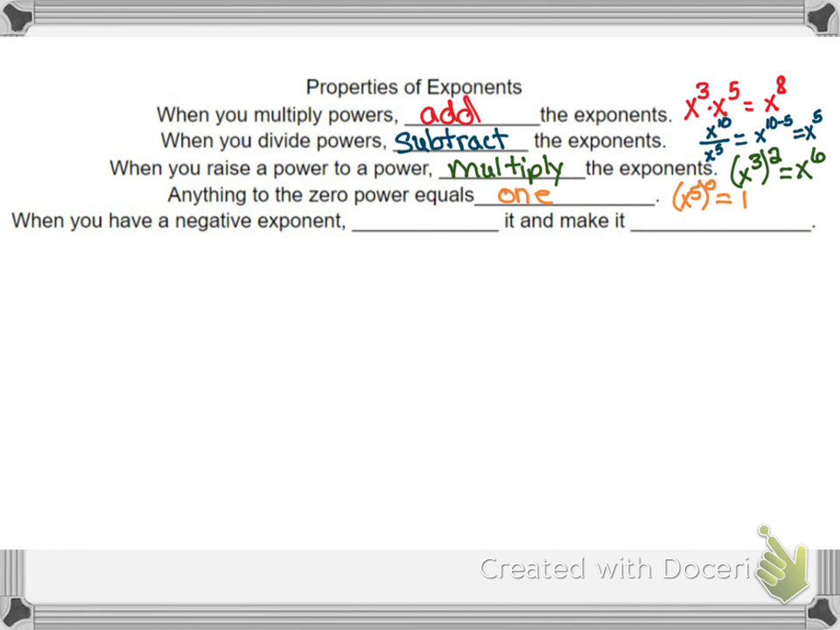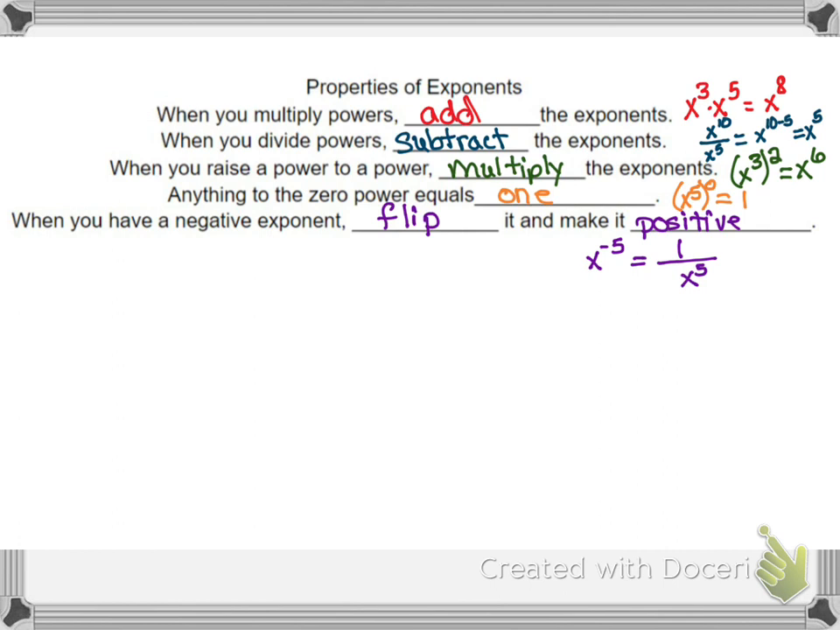Okay, and the last rule. When you have a negative exponent, you're going to flip it and make it positive. So what does that really look like? Well, if you have x to the negative 5th, you're going to flip it to the bottom of a fraction, make it positive, and in this case, you would have to put a 1 on top.